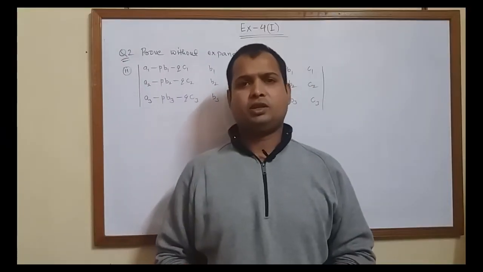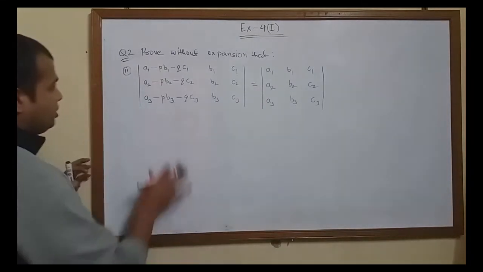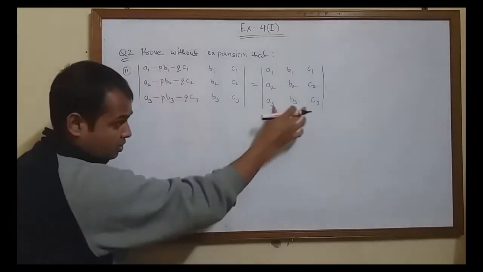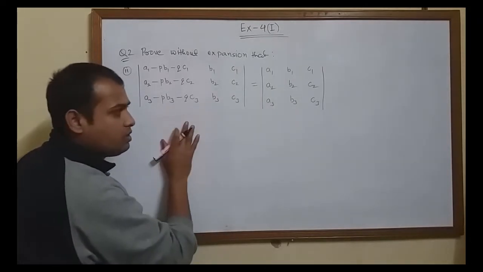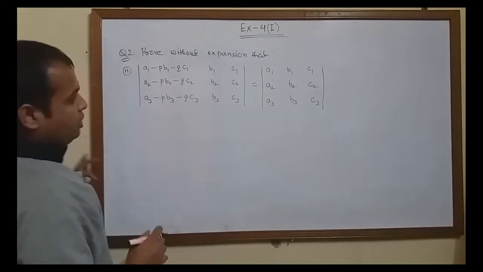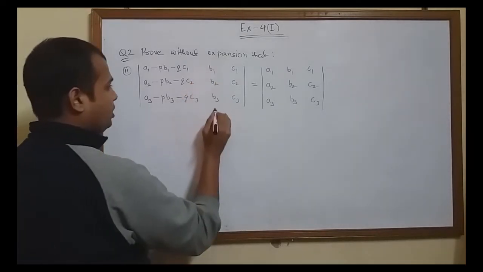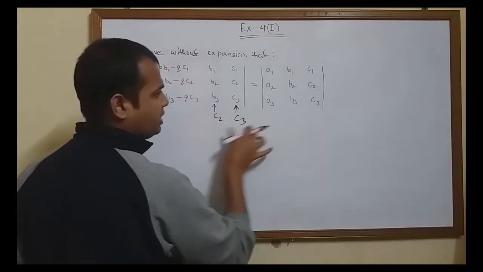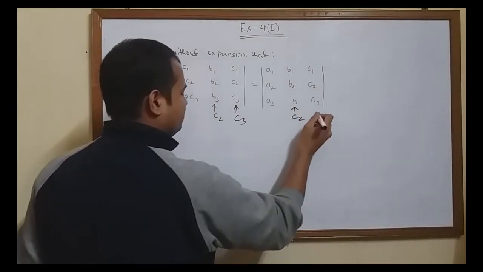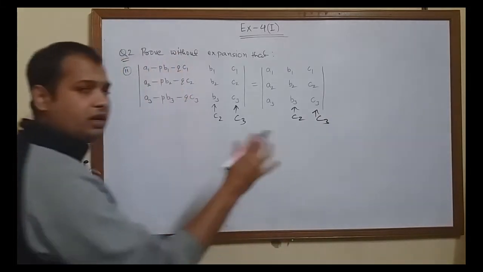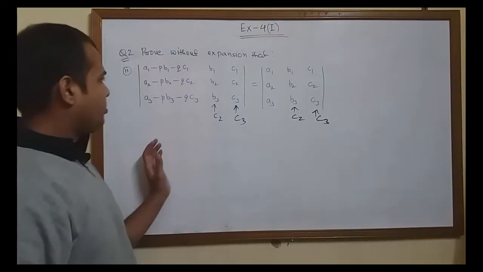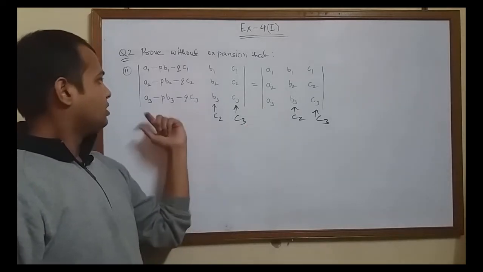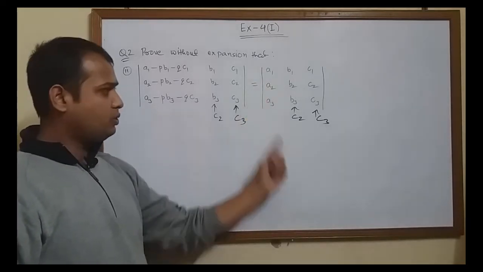Okay children, now let us see the next question. On the left hand side we have this determinant, on the right we have this. We need to show that our left hand side is equal to right hand side. Here also you observe the same thing: your C2 and C3 are the same for the left hand side and the right hand side. That means whatever we have to do, we have to do with the first column in order to get a1, a2, a3.